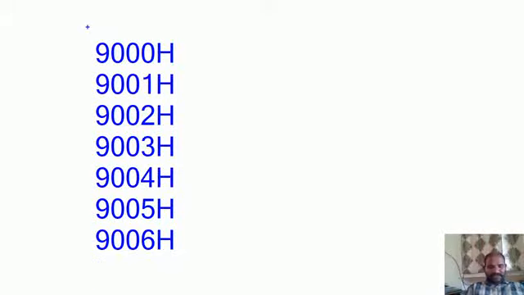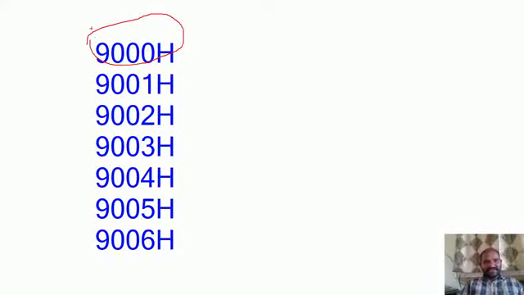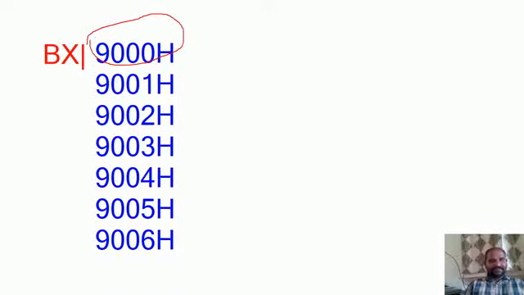Assume that I have one array. It is able to hold seven similar data elements, seven values in continuous memory locations. The starting address of my array is 9000, and I'm assuming that this starting address is there in the BX register.